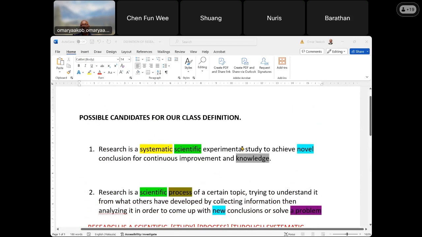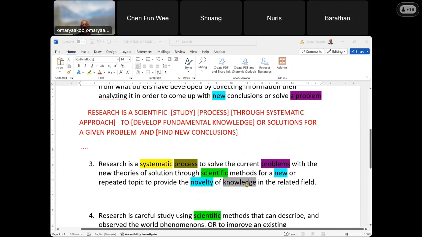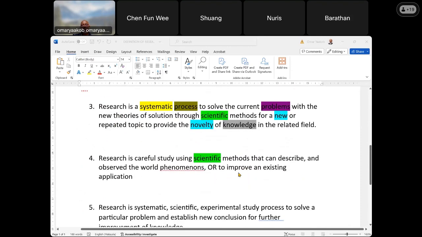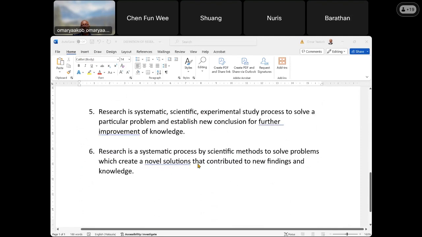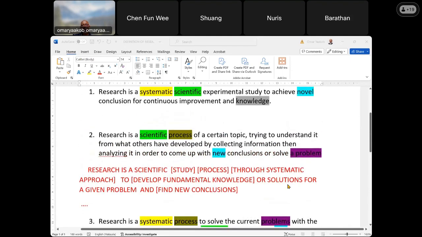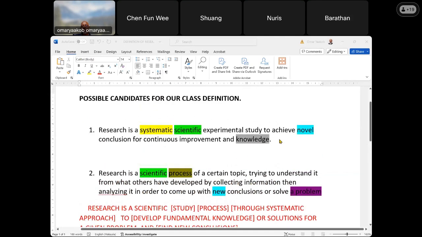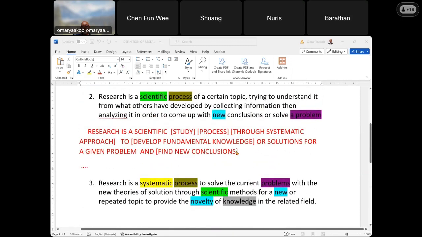Okay, I just want to see here. You say here novel knowledge. These are keywords. Here, new. Here is a novelty of knowledge. Here we have improve. Keywords of knowledge and novel solutions, new findings and knowledge. So how do you incorporate that inside here? Here you're talking about new conclusion. Here, knowledge. Here, novel. So how do you incorporate that inside this? I don't see that novel or new knowledge.